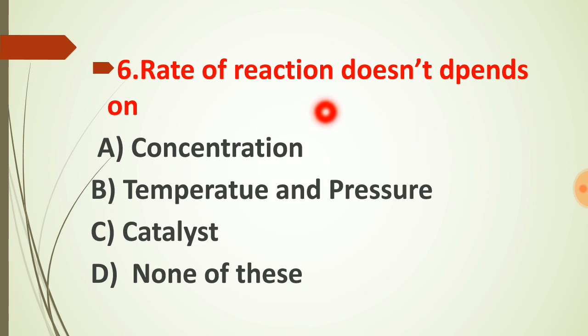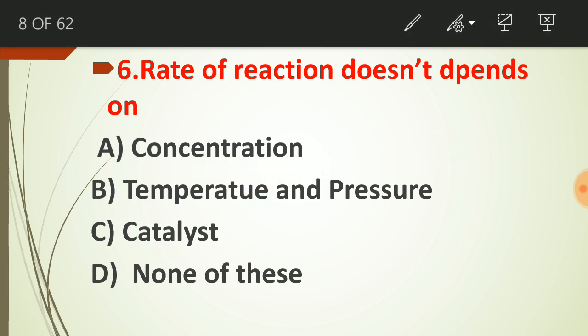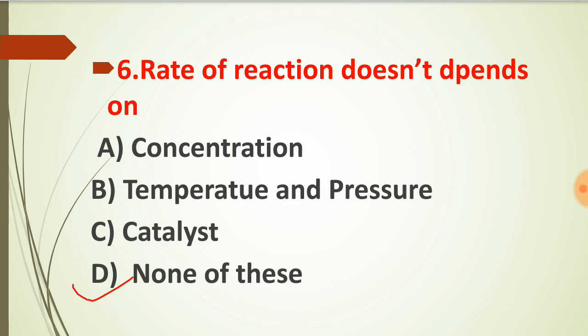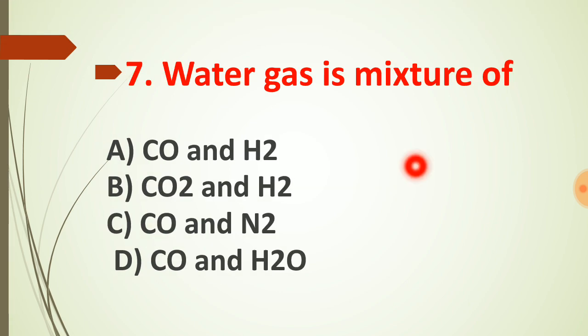Rate of reaction does not depend on. Rate of reaction depends on concentration. Rate of reaction depends on temperature and pressure. Rate of reaction depends on catalyst. Positive catalyst increases it, negative catalyst decreases it. Temperature and pressure also increase or decrease it. It depends on concentration also. And the correct answer for this question is none of these. Rate of reaction depends on these 4 factors. Now let us move to question number 7.